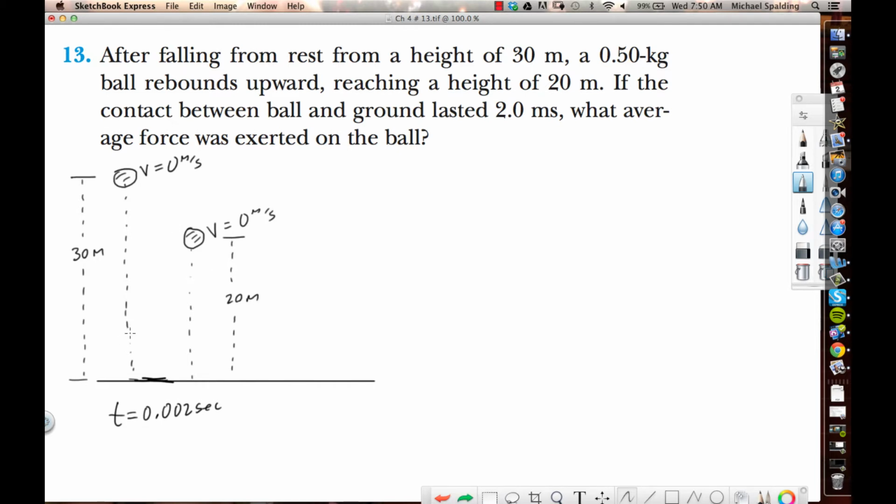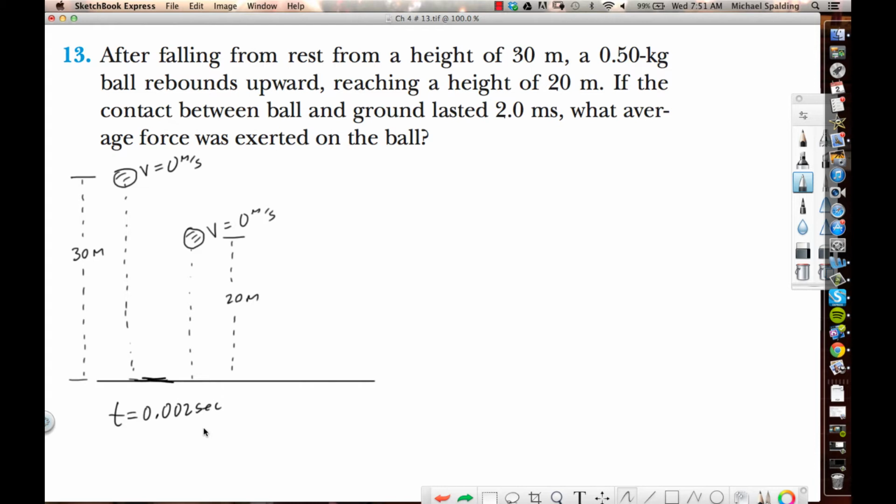All right, so the question is, and then also the time of contact between the ball and the ground is 2 milliseconds, which is 0.002 seconds. The question is, what is the average force that the ground exerts on the ball?